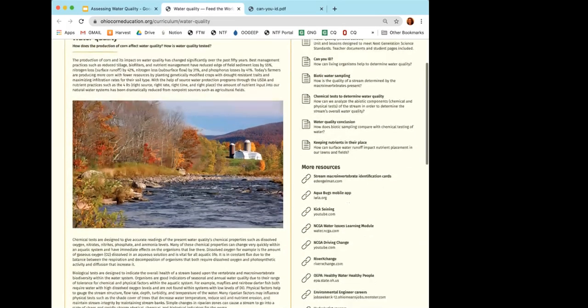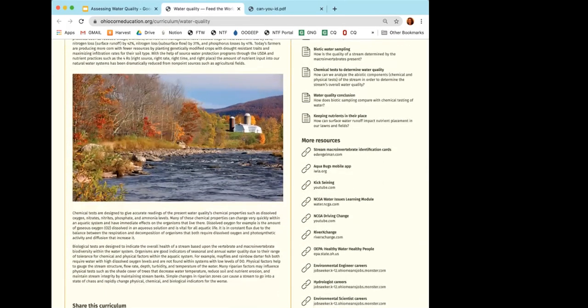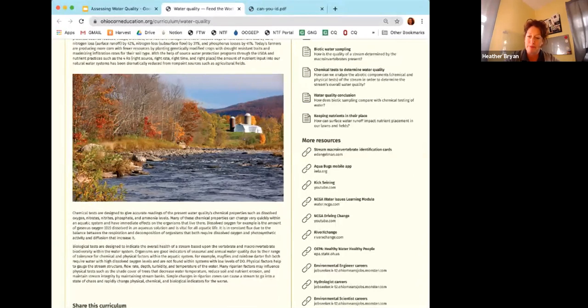Other things that you can use in your classroom today are the resources that you see down here at the bottom right hand of the page. So streaming the macroinvertebrate identification cards, the AquaBugs mobile app, and kickstanding. Those are different resources that you can use to help you identify your macroinvertebrates and remember kickstanding techniques to make the experience more beneficial for your students.